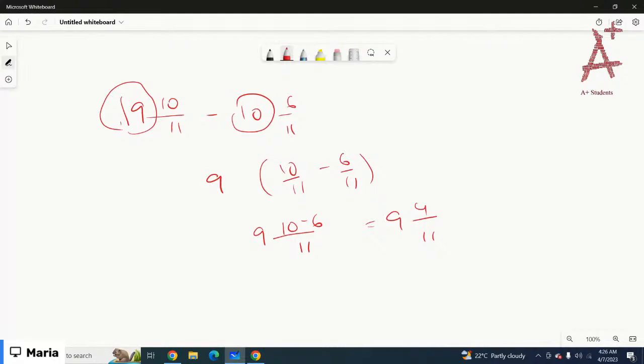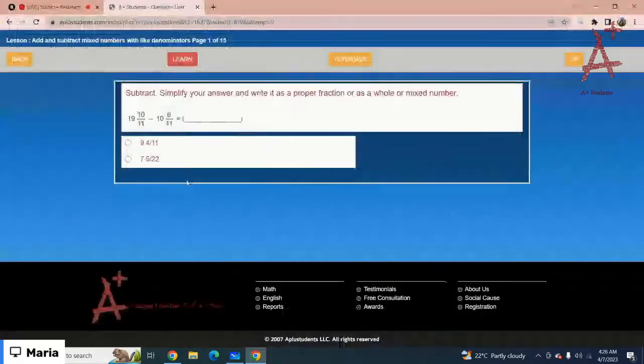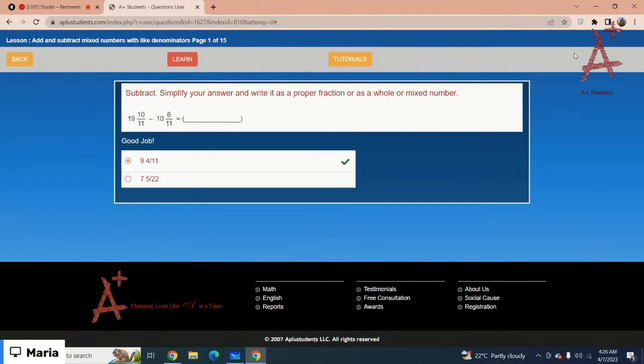So the correct option is 9 whole 4 over 11. Got it? That's how you can subtract the fractions without converting into proper fraction.